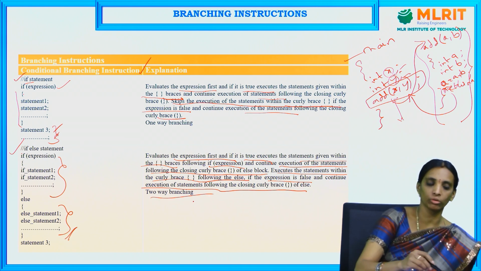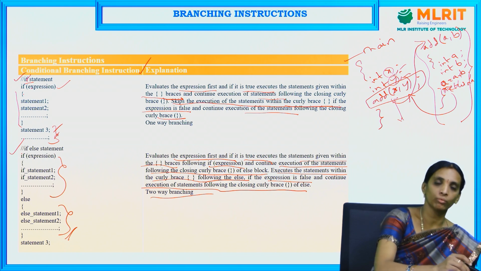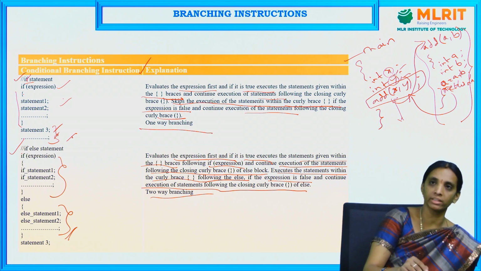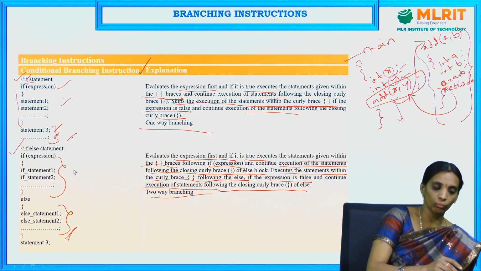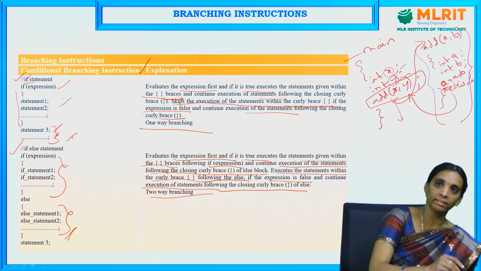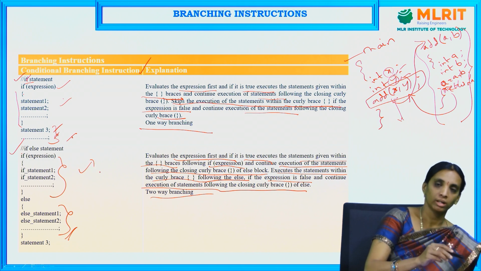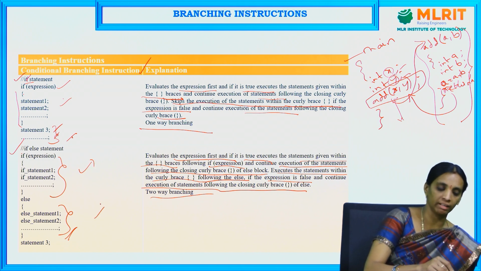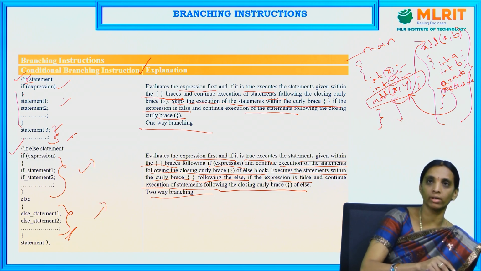If we have used only if, we have only one way for branching, so either true or false, then it is called one-way branching. Here we have two ways. If the condition is satisfied, the if part; if the condition is not satisfied, the else part. So there are two ways for branching. So this is called two-way branching.